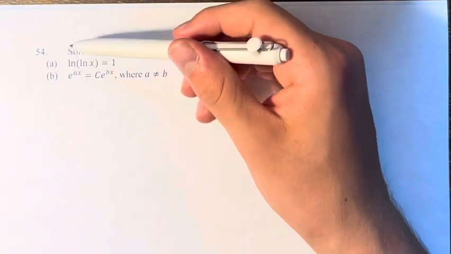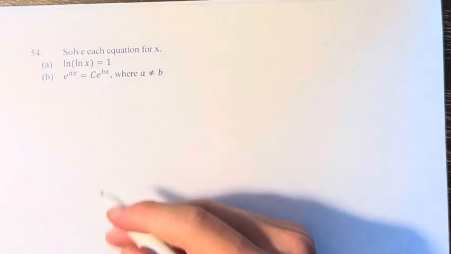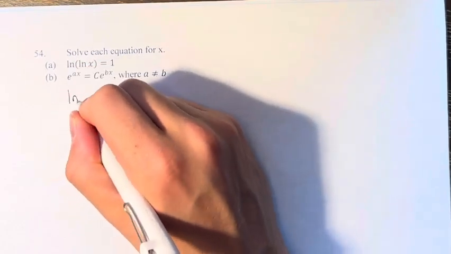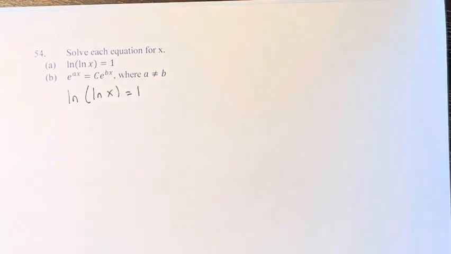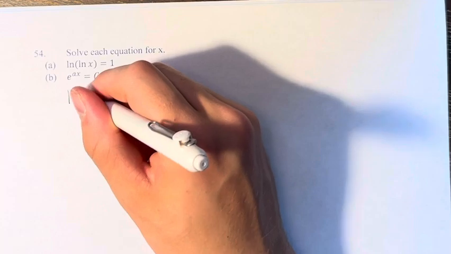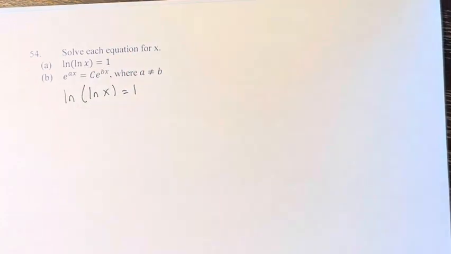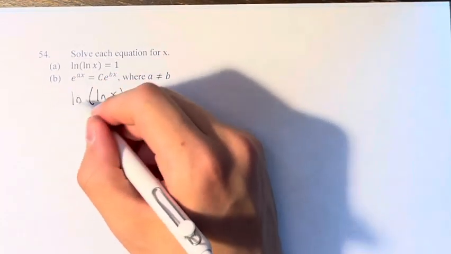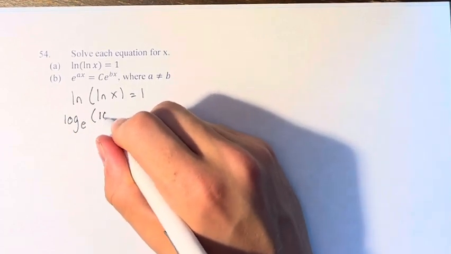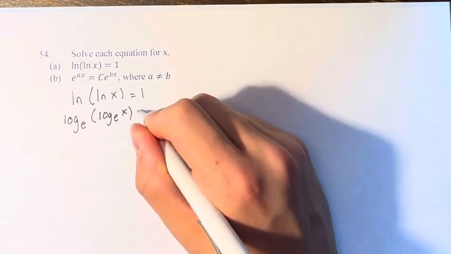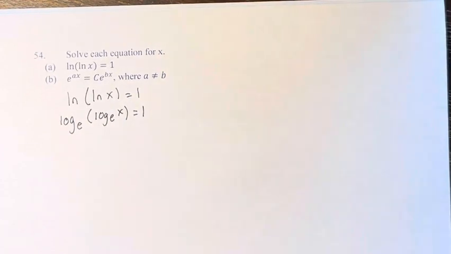In this problem, we're asked to solve each equation for x. So in A, we have ln of x equals 1. The first step is to turn this into a form where we can actually see the bases. The natural log is log base e, so this is log base e of x is equal to 1.